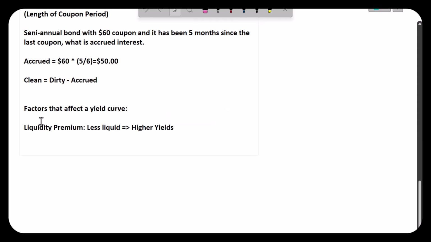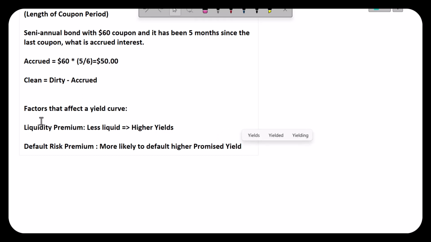There is something called default risk premium. The more likely the defaults, the higher the yields. And I'm going to call this higher promised yield, because in the presence of the possibility of default, that yield is only promised. It is not guaranteed.